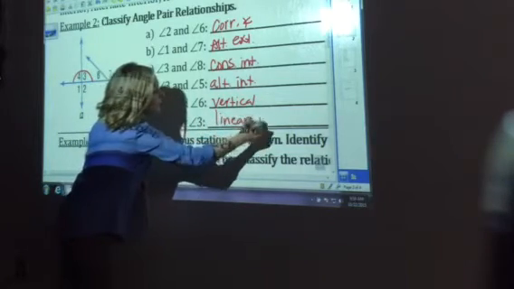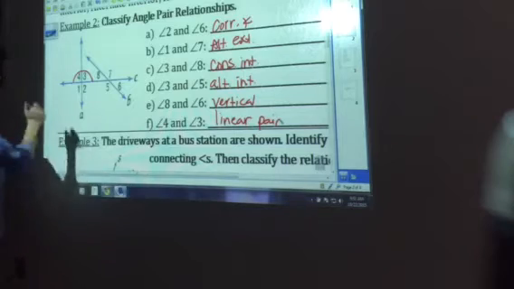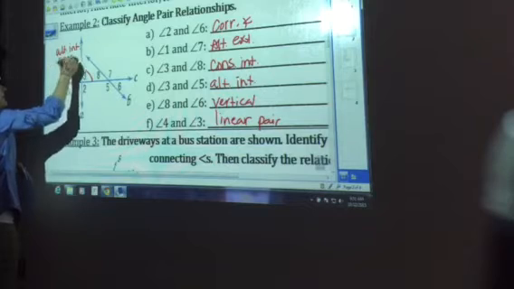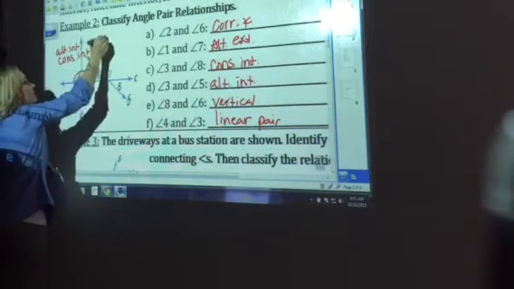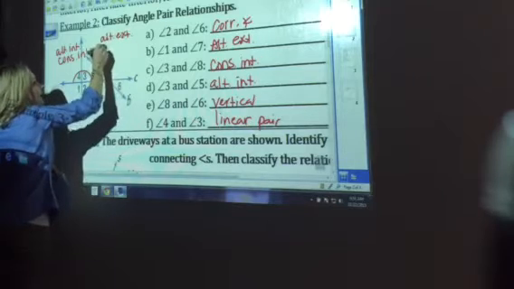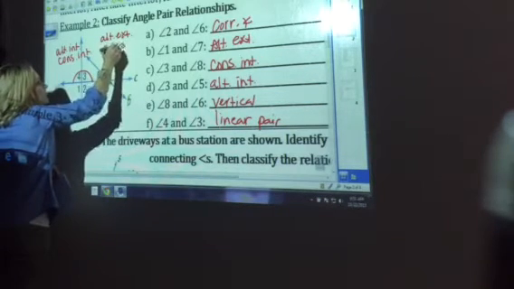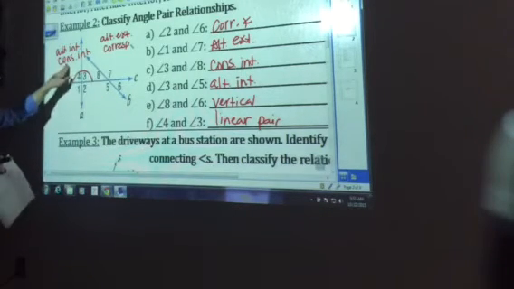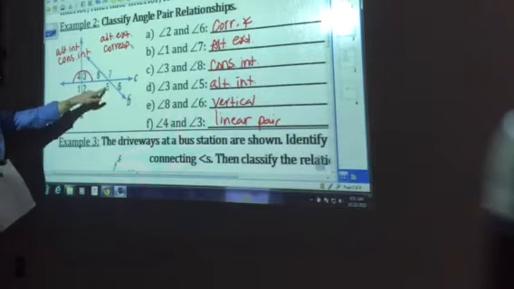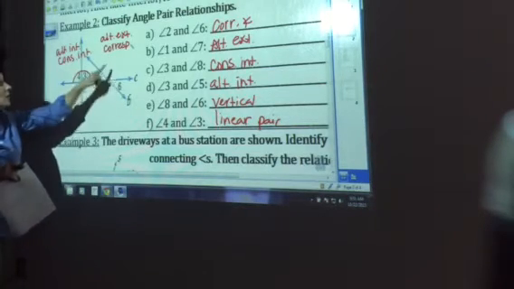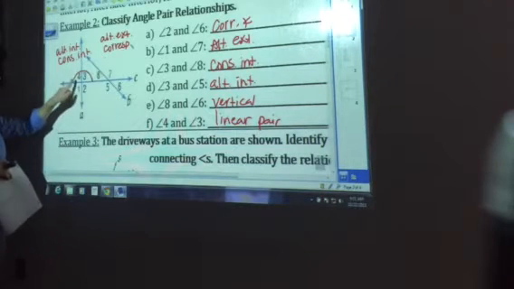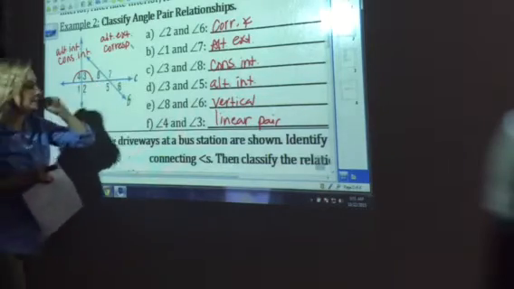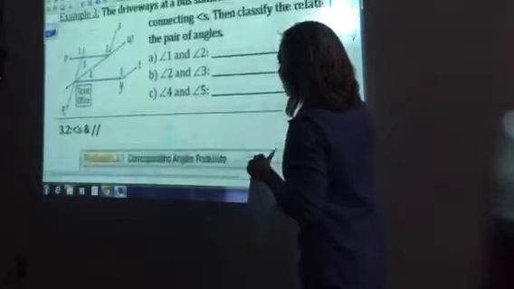Okay, so just to recap our 4 new relationships: alternate interior, consecutive interior, alternate exterior, and corresponding. Okay? Alternate interior, they're inside across from each other. Consecutive interior, they're inside but next to each other. Alternate exterior, across. And then corresponding are in the same spot: 4 and 8, 1 and 5, 2 and 6, and 3 and 7. Okay? All right. Let's go ahead and move on.